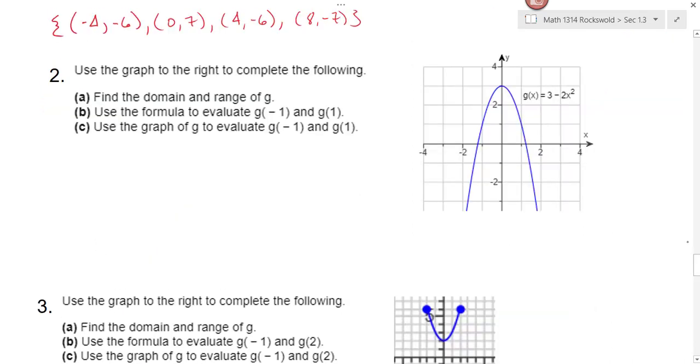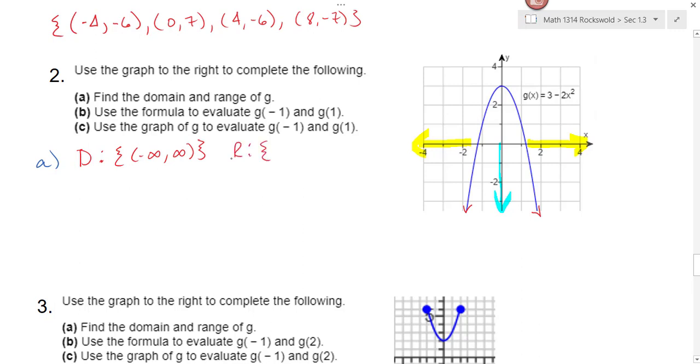Second practice problem, I want you to use the graph to the right to complete the following. The first thing I want you to do is find the domain and range. On these graphs in my math lab, assume that there's arrows here unless there's a dot like there is in this next problem. So this is going to go to the left and to the right forever, and it's also going to go down forever. For part A, what would be the domain? All real numbers that go from negative infinity to positive infinity. And what would be the range?